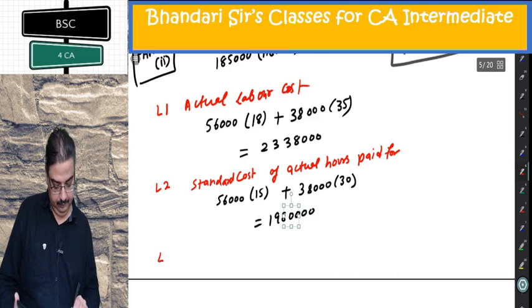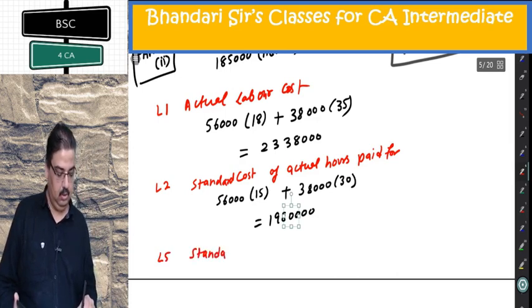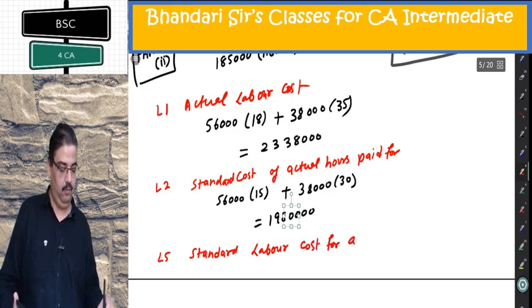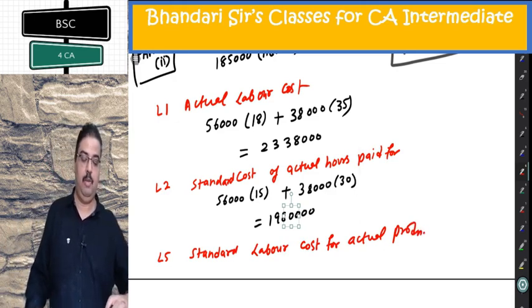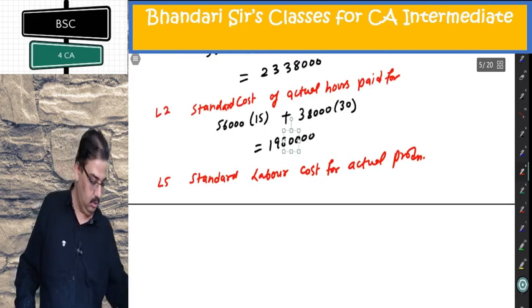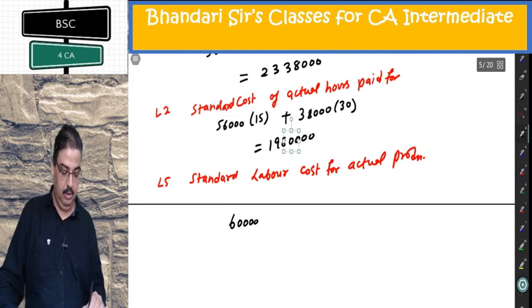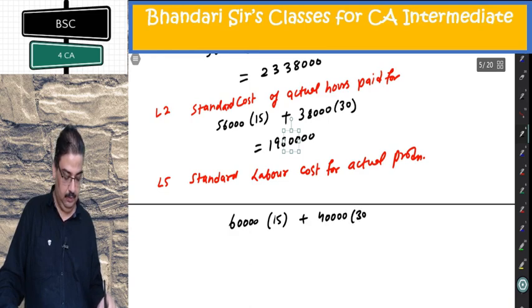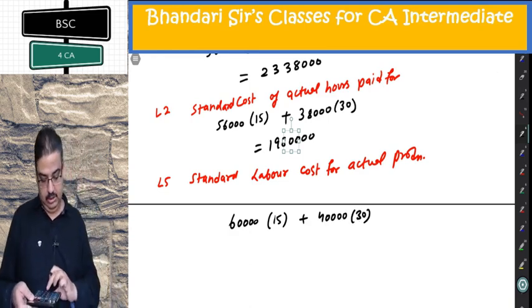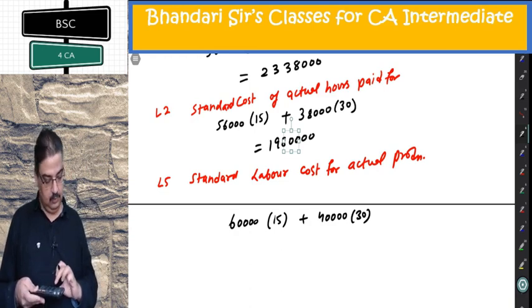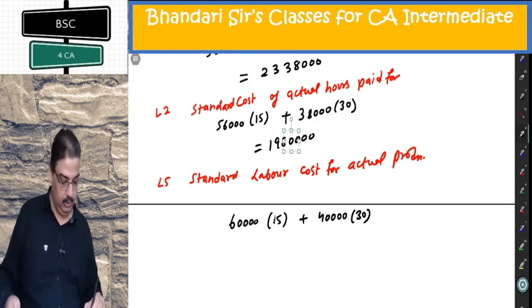L5 then. Standard labor cost for actual production. It is again, units do not matter because it is in the construction of a building. So I have to just multiply standard into standard. 60,000 into 15, 9 lakh. 40,000 into 30, 12 lakh, becomes 21 lakh.